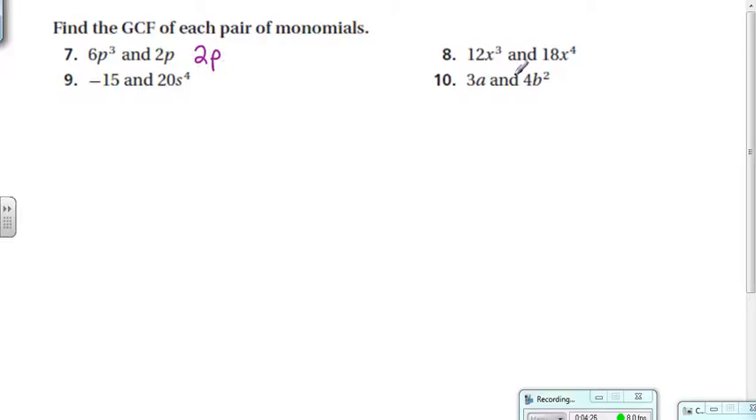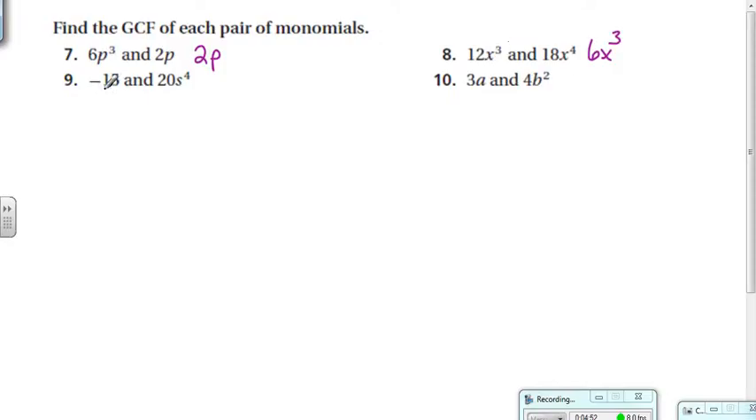For number 8, what's the greatest common factor between 12 and 18? Well, the biggest it could be would be 12, but 12 doesn't go into 18. So then, what's the next biggest number that goes into 12? 6. Oh, 6 goes into 18, so I know it's 6. They have an x in common. This one has 3 x's, that has 4 x's, so the most x's they have in common is 3. So notice I'm always picking the lowest exponent.